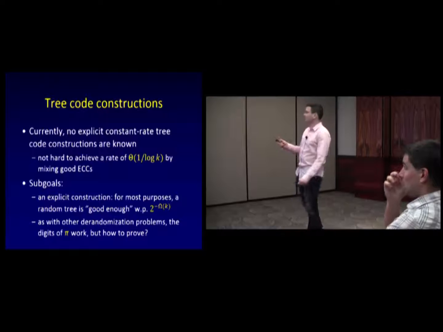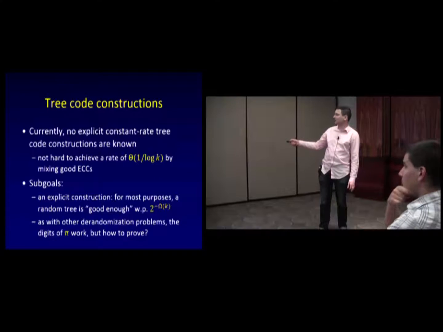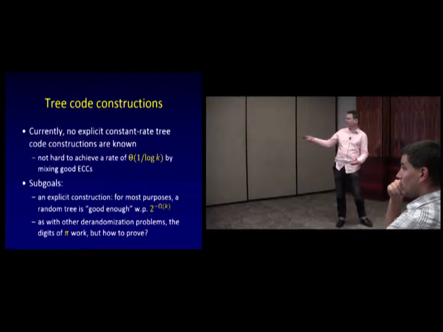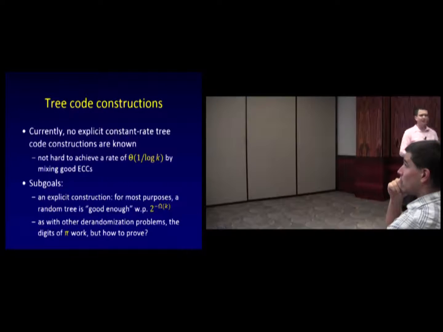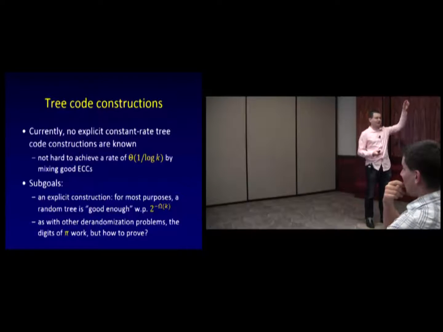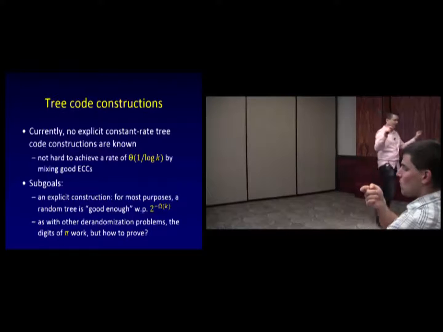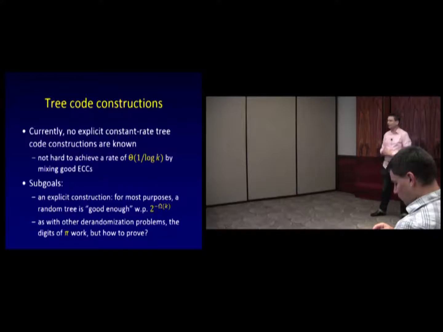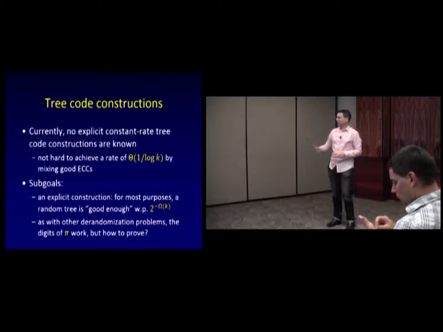In terms of constructing tree codes, I should say something that is known. There is a simple construction, I think it was never published, by Schulman et al., that gives you a rate of 1 over log k. Basically, you write a good error-correcting code that takes care of every scale. So there is one code that encodes blocks of 2 bits, one code that encodes blocks of 4 bits, 8 bits, and so on. If you write them together, you get something that looks like a tree code, but it doesn't have a constant rate.